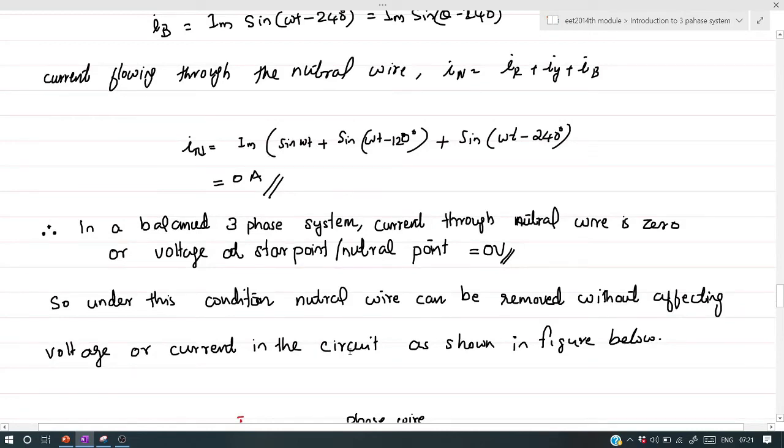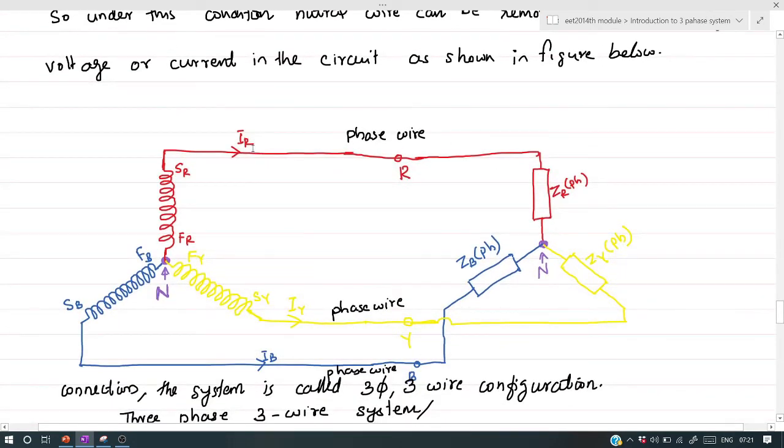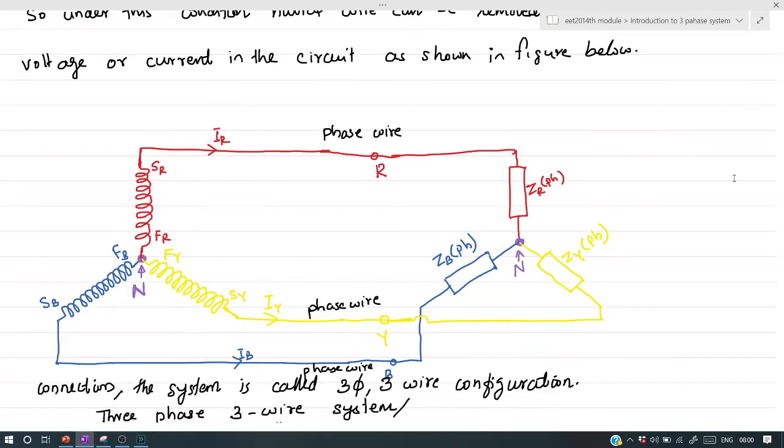So under this condition, that is balanced condition, the neutral wire can be removed without affecting voltage or current in the circuit, as shown in this figure. Here, for external connection, only 3 wires are available, only phase wires. There is no neutral wire.